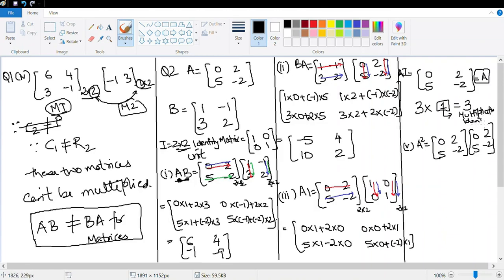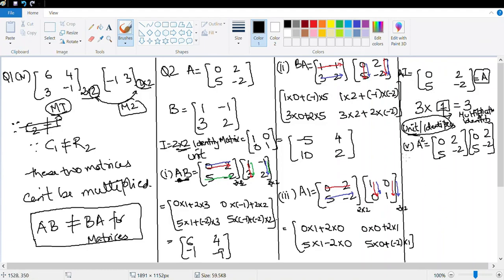Here, in the case of matrices, all unit or identity matrices are multiplicative identities, which means A into I will always give you A in the case of a matrix. The only condition being that the two matrices, A and I, should be of the same order.